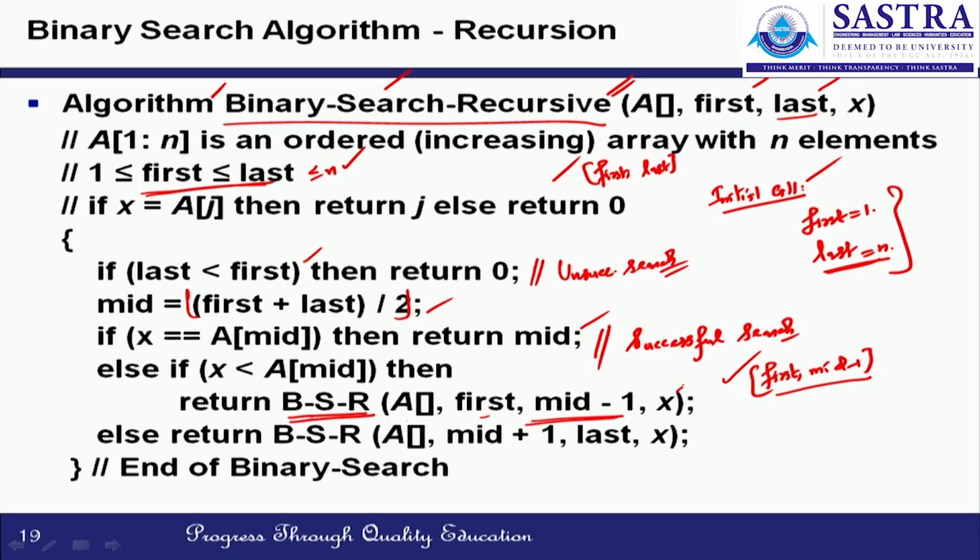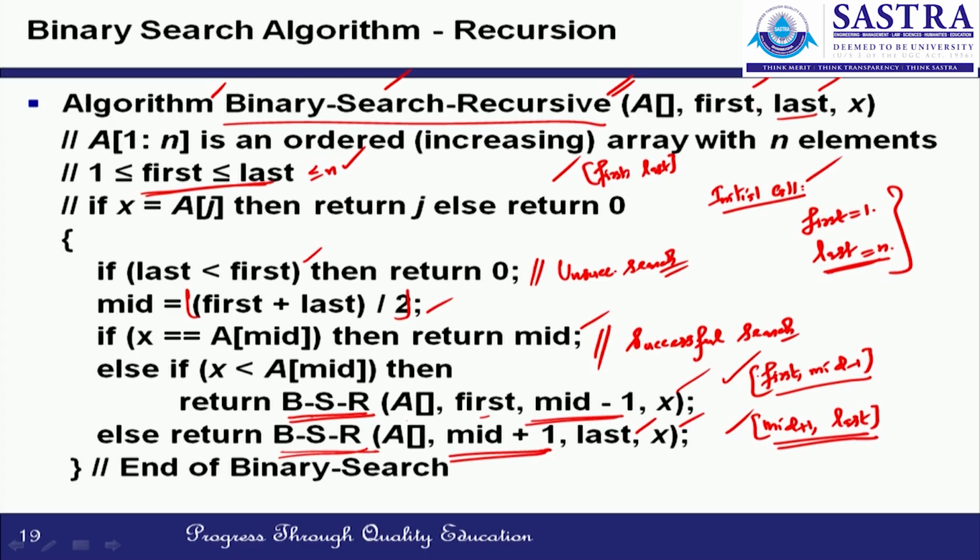Searching element, x remains the same. Else return: since x is greater than a of mid, the search range is mid plus 1 to last. This is the search range. When we have the search range as mid plus 1 to last, the first parameter is updated, first is equal to mid plus 1, last remains the same, and x is the searching element.